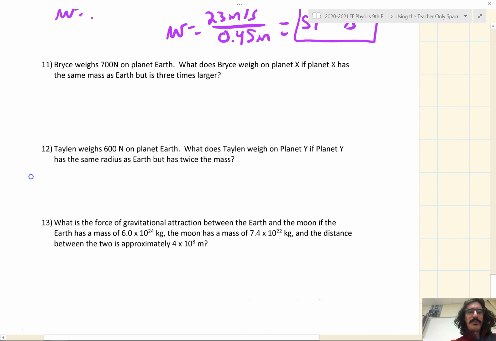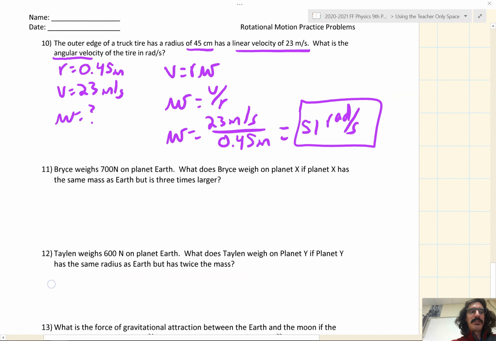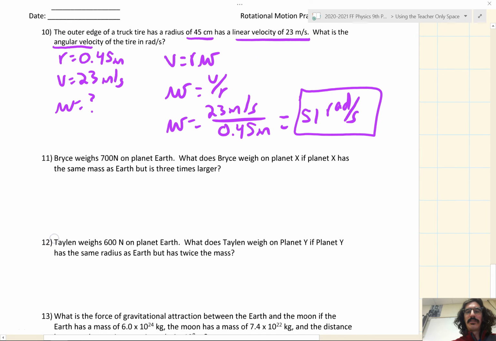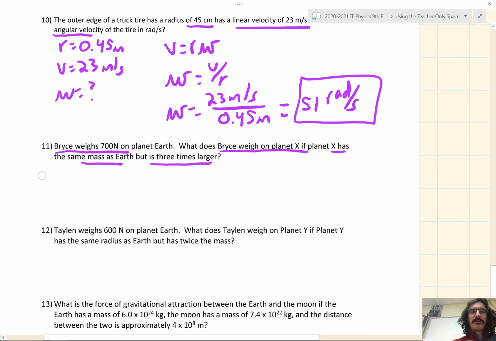Okay, the next problems, 11, 12, and 13, all have to do with the force of gravity and the universal gravitational constant, which is what is the force of gravity acting between two objects. 11 and 12, we're going to use some proportional reasoning. We're told that Bryce weighs 700 newtons on planet Earth. What does Bryce weigh on planet X if planet X has the same mass as Earth, but 3 times larger?